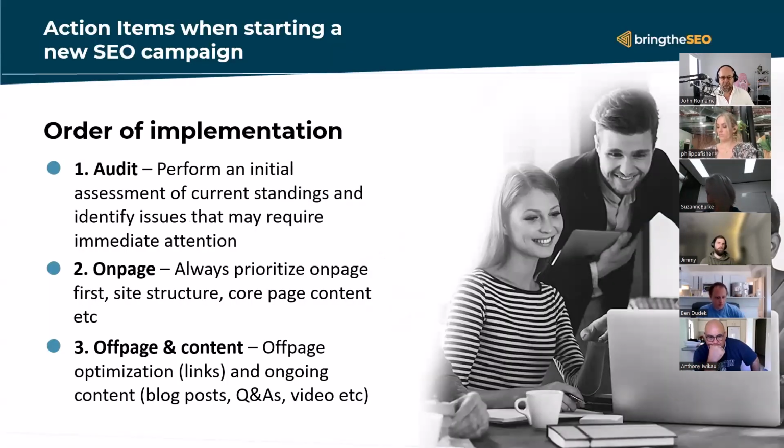Okay, order of implementation. This is a 10,000-foot view of how you should be approaching every single SEO campaign, regardless of the niche. Number one, audit. Perform an initial assessment of current standings and identify issues that may require immediate attention. So you've held the initial strategy session, you've got all the information you need from the client, you've got access and you've got everything set up.